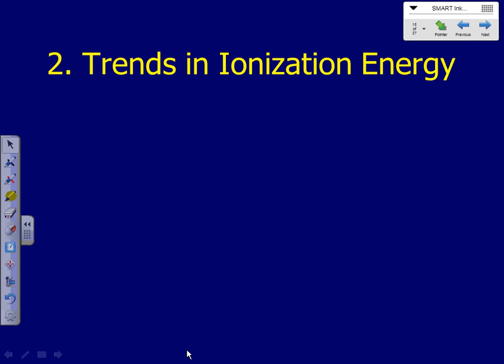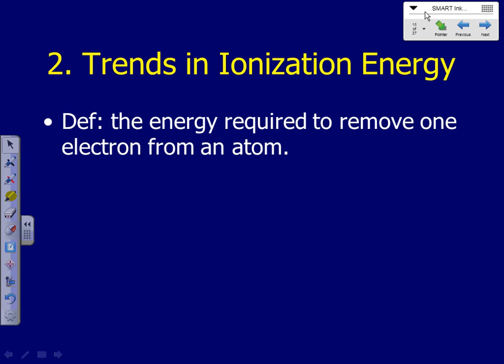Okay, so trends in ionization energy. We have already been introduced to the term ionization energy. I'm going to put the definition down again, even though we've already written it down when we talked about the formation of ions. Ionization energy is the energy required to remove an electron from an atom.